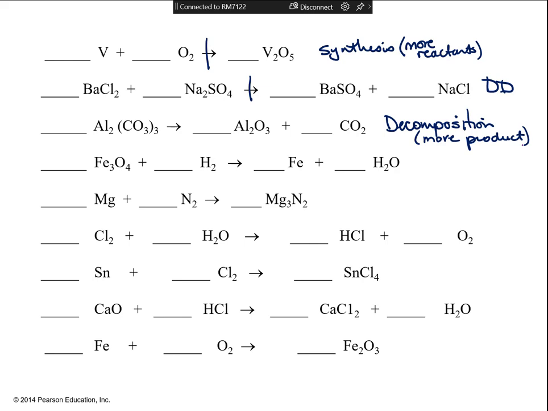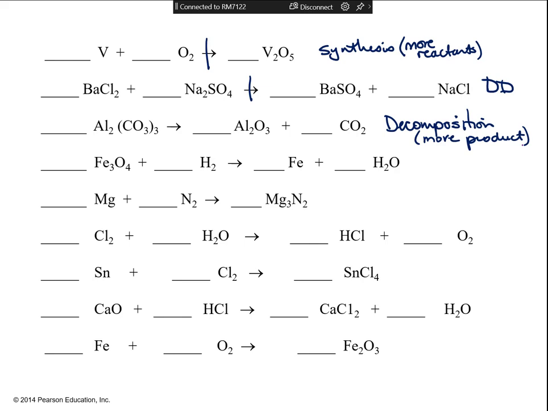So what about this one? How many reactants? Two. And then how many products? Two. Do you see that there's two of each? So Fe3O4, that's a reactant. H2, that's a reactant. I have two reactants. And then Fe, that's a product, and H2O, two products as well. So I know it's a displacement.